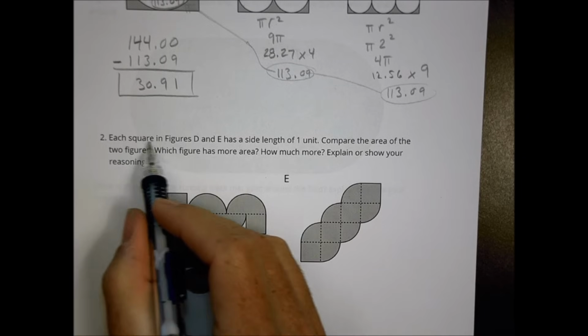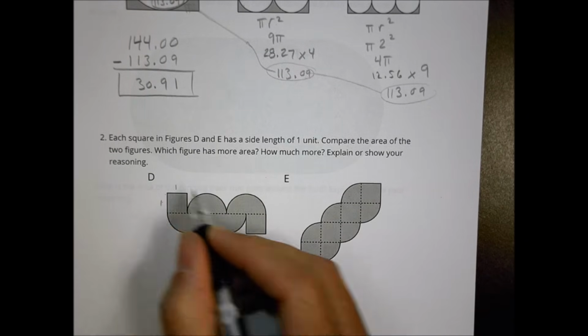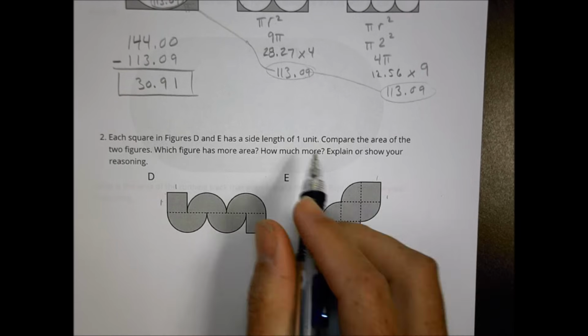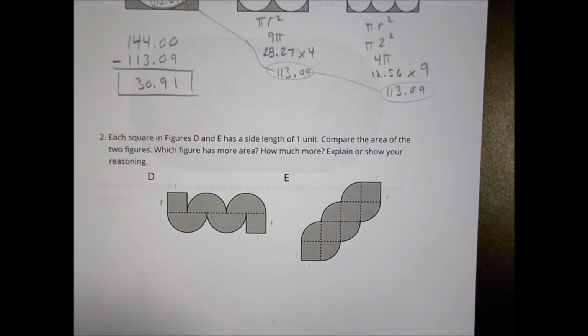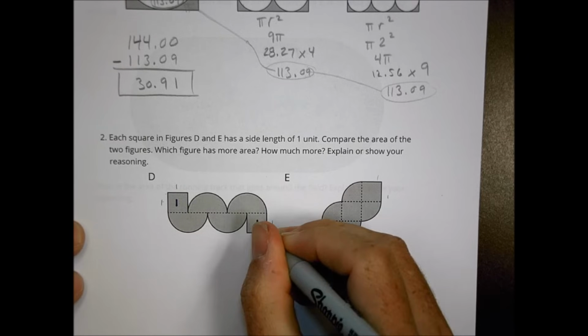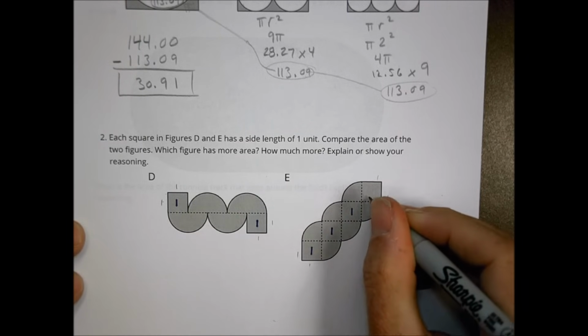It says each square in figure D and E has a side length of 1. Alright, so it has a 1 and a 1 and a 1 and a 1 and a 1 and a 1 and a 1 and a 1. Okay? Compare the area of the two figures. Which figure has more area? Well, I know that this square has an area of 1. That square has an area of 1. Here I have a square with a 1 and a 1 and a 1 and a 1.